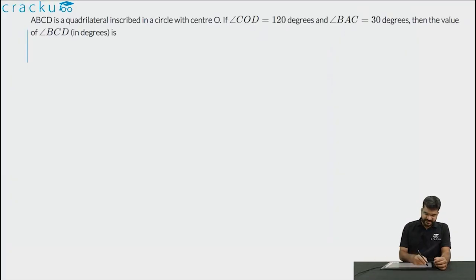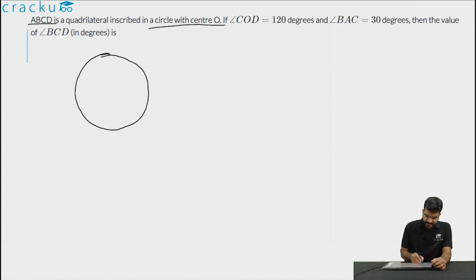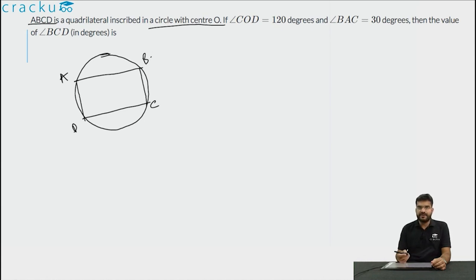In this question, it is given that ABCD is a quadrilateral which is inscribed in a circle with center O. So suppose there is a circle and ABCD is a quadrilateral within this circle. So ABCD is a cyclic quadrilateral. We know the definition of a cyclic quadrilateral. Whenever a quadrilateral is inscribed within a circle, the opposite angles add up to 180 degrees. That is the definition of a cyclic quadrilateral.